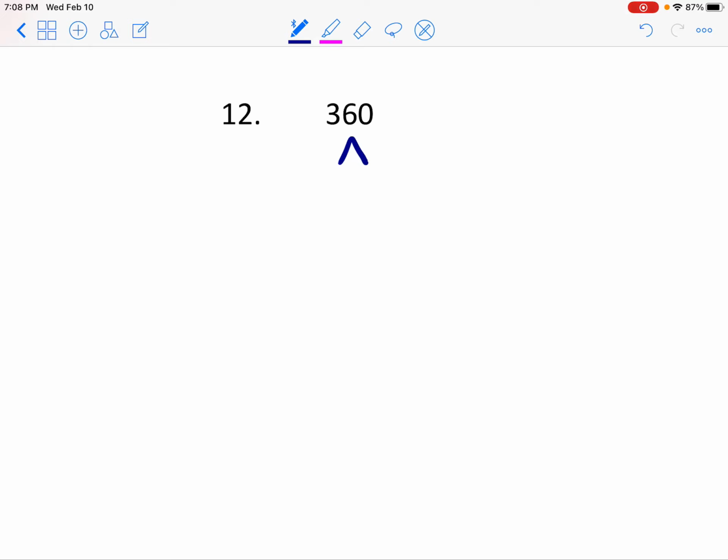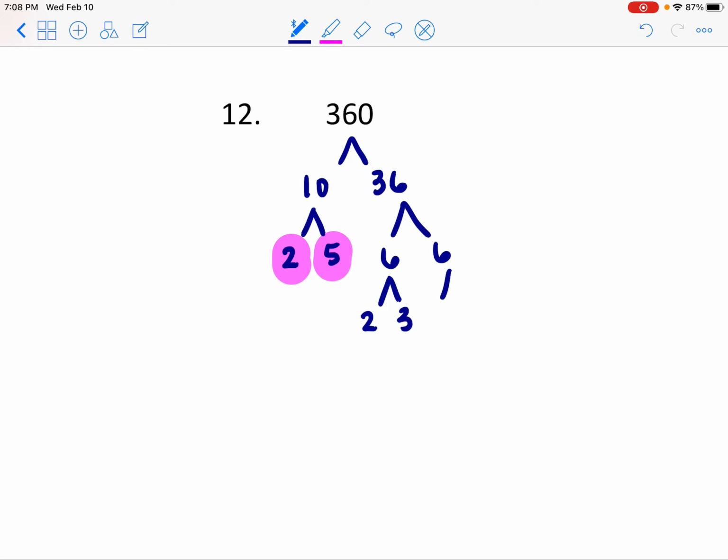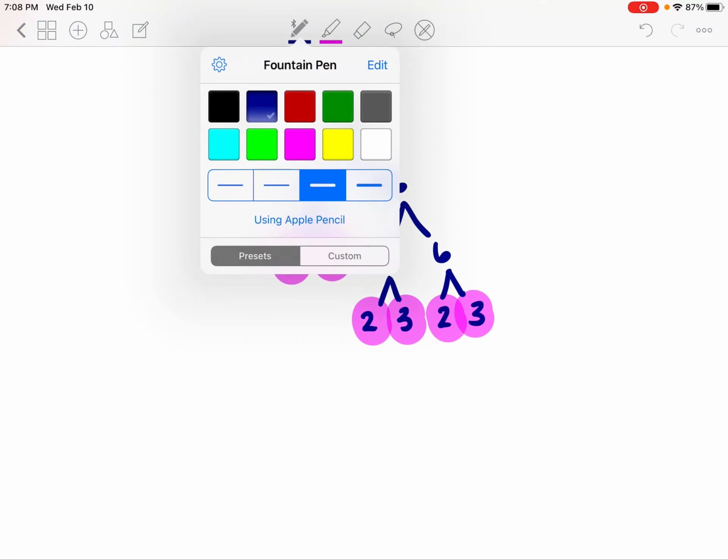I know 10 is going to go in because it ends in a 0. So let's try 10 times 36, both composite. 10 can break down to 2 and 5, so we can stop there. 36 we could say is 6 times 6. Those are both composite. 6 we could say is 2 times 3. And again, this 6 becomes a 2 times 3. And since those are all prime, that's where we can stop.